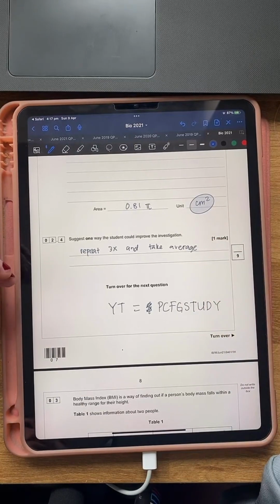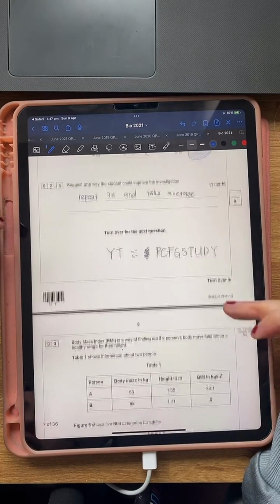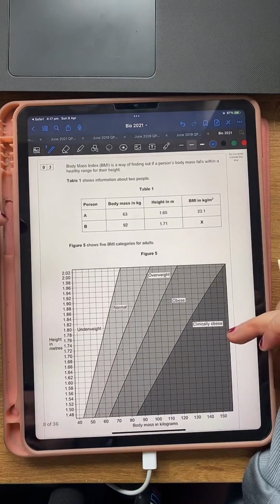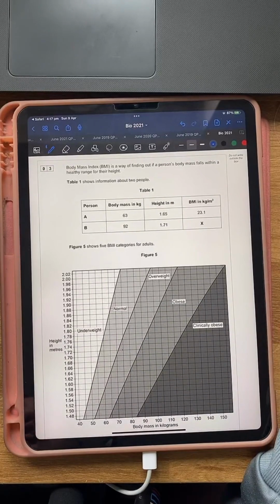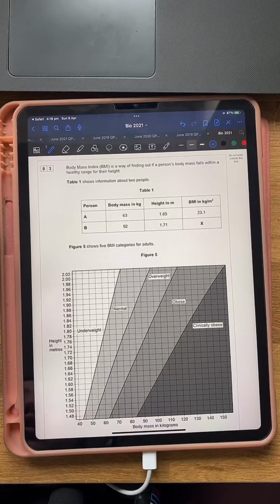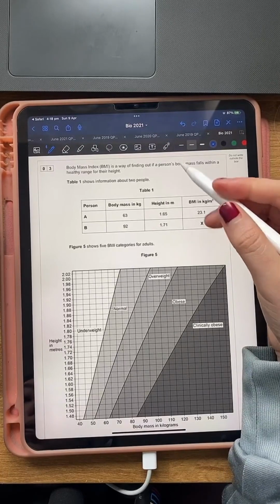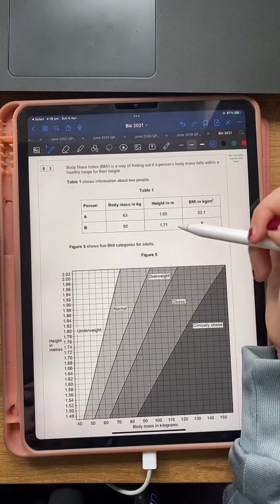Next one that we have, body mass index, BMI, is a way of finding out if a person's body mass falls within a healthy range for their height. Table 1 shows the information about 2 people, person A and person B. So we have the graph here, which is the BMI category of person A in table 1. Okay, let's have a look.